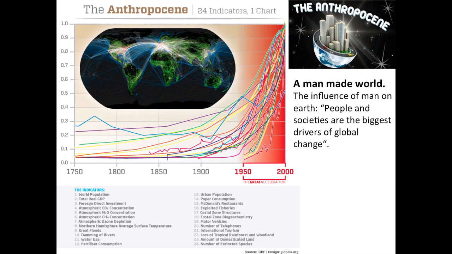So people and societies are the biggest drivers of global change. Not anymore glaciations, not anymore things at the global scale. For the global scale, man is the most influential at the moment. Okay? So in fact, we cannot go for ecological ecosystems without having a look at man, at what man is doing.